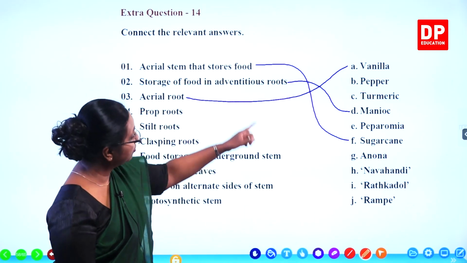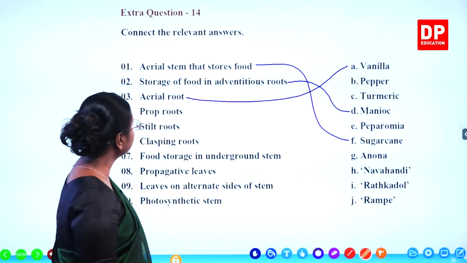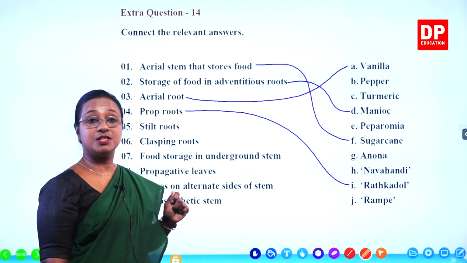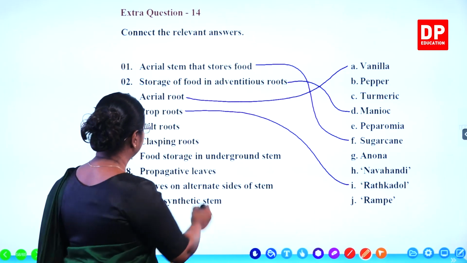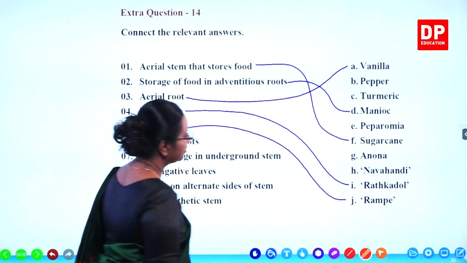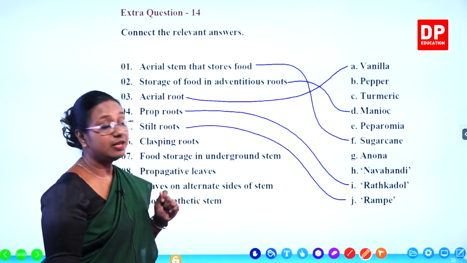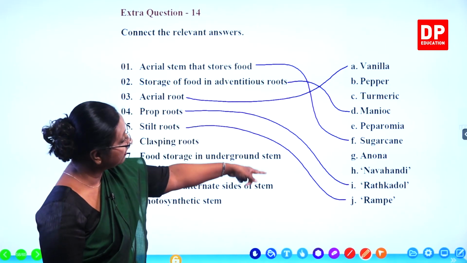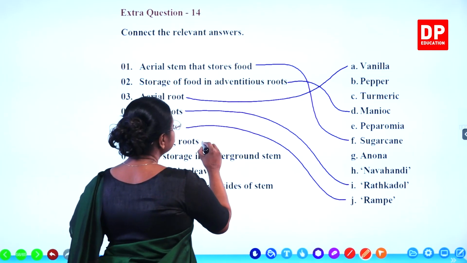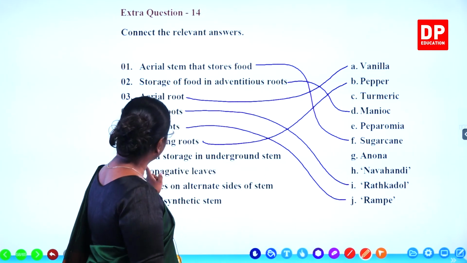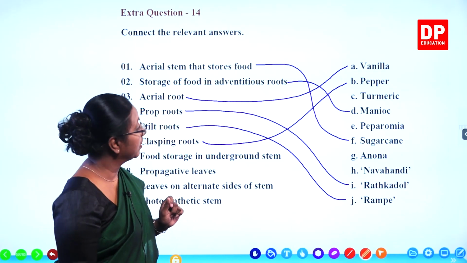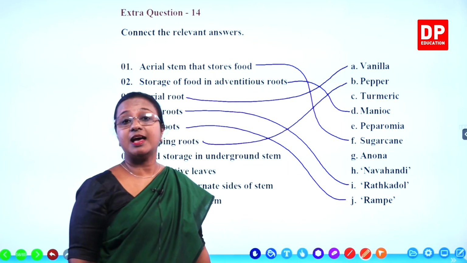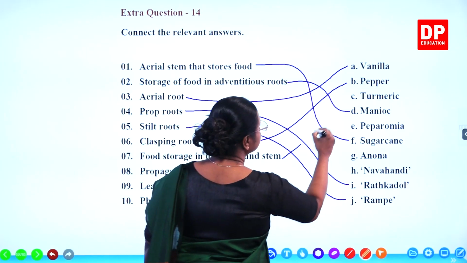What about prop roots? Look at the examples. Prop roots are found in ratkadol. Then stilt roots. Stilt roots are found in rampe plant. Then clasping roots. If it is a climber plant with a thin stem, then there can be clasping roots. Look at the examples. Pepper has clasping roots. Then food storage in underground stem. Look at the examples that are left here. Turmeric has food storage in underground stem.